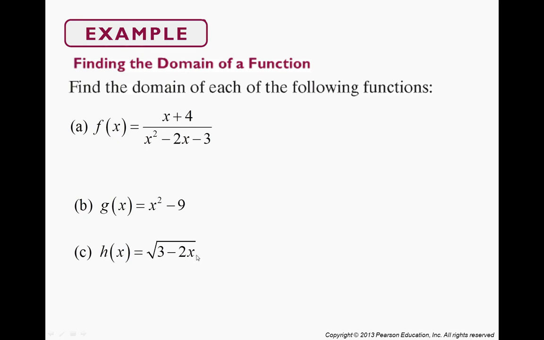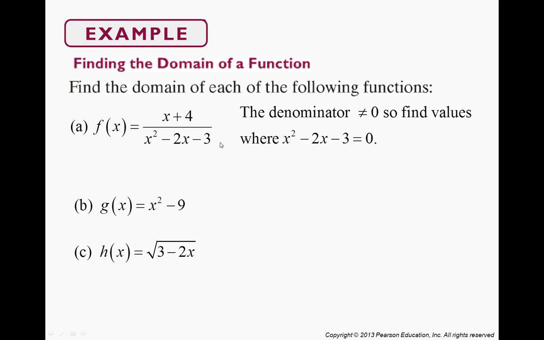So we look at our function and we say, what values make the denominator equal to 0? So we set our denominator equal to 0. And we can factor x squared minus 2x minus 3. And then our denominator cannot equal 3 and negative 1. So our domain is all real numbers for x, except x cannot equal 3 and x cannot equal negative 1.